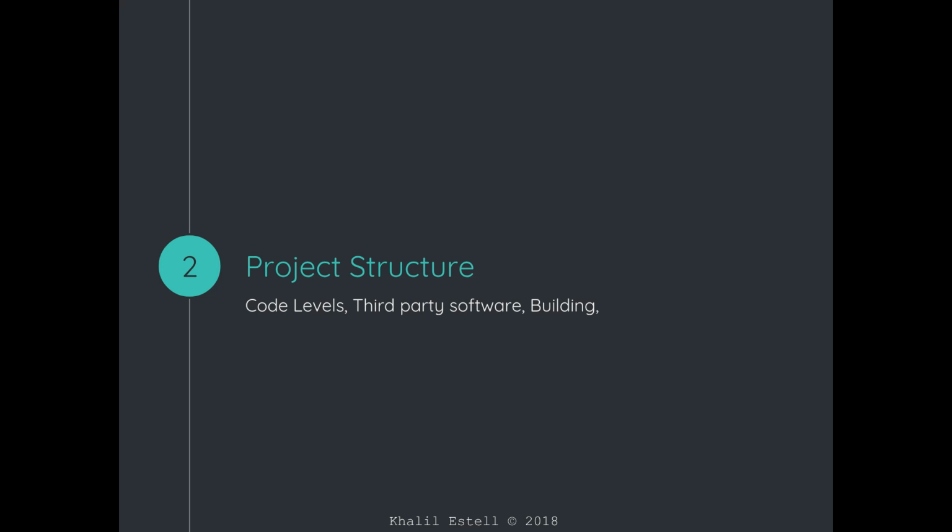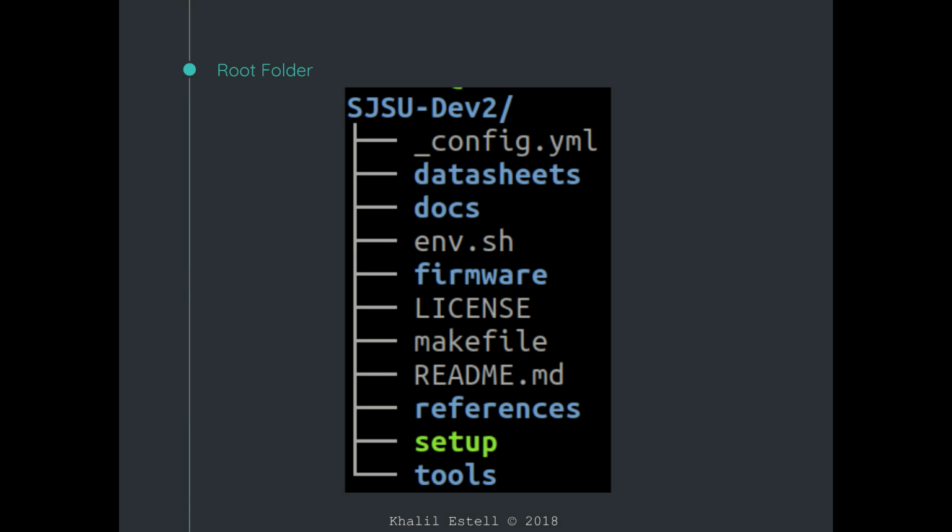Now, let's go into the project structure. So how the folders are kind of set up. We're going to the root folder. What you'll have here is the config YAML file, which we'll kind of ignore, datasheet, docs, firmware, references, tools, and setup. The setup is a setup script. We have a README for the Git repository and for anyone who clones our repo. A makefile that's actually global. It's used globally across all firmware projects. Our license, the global environment sh file, and that would pretty much be it.